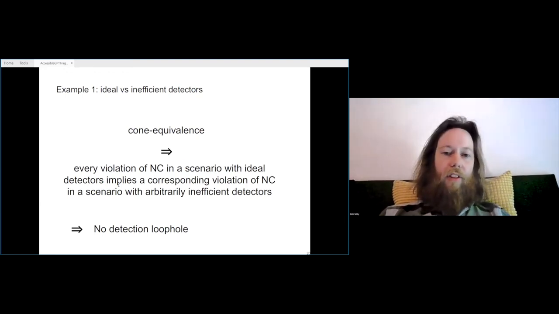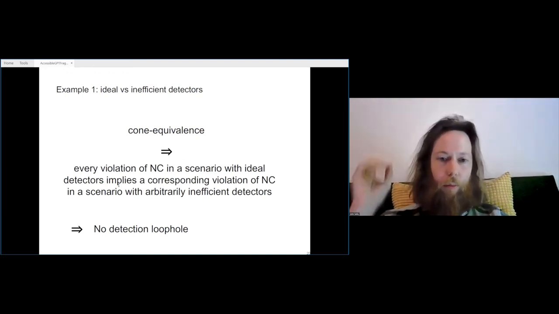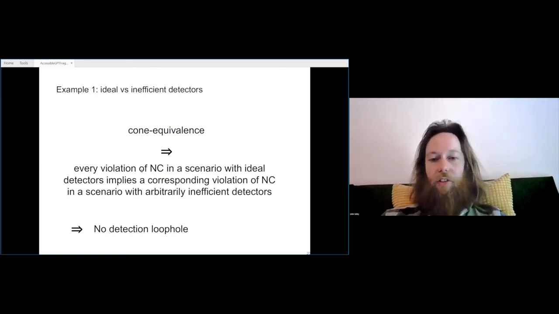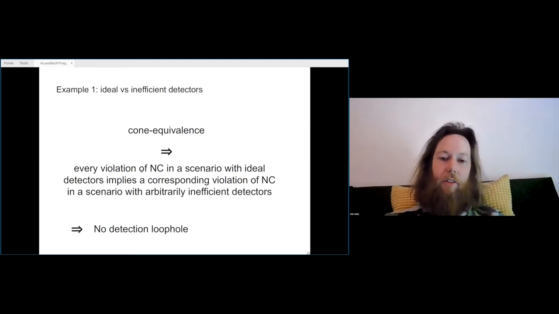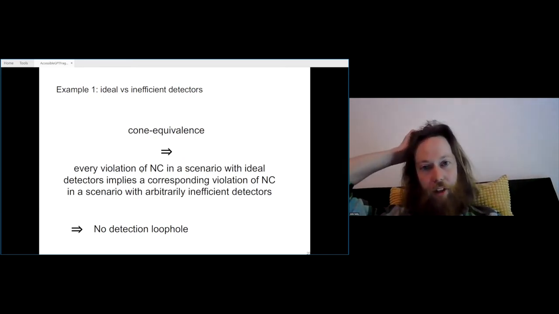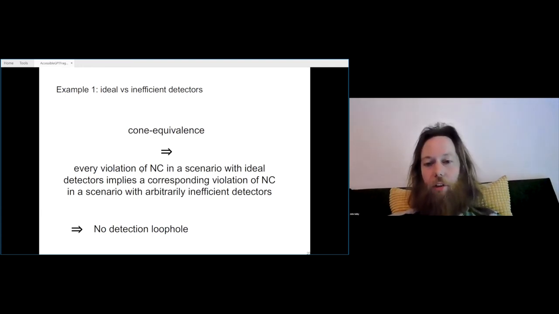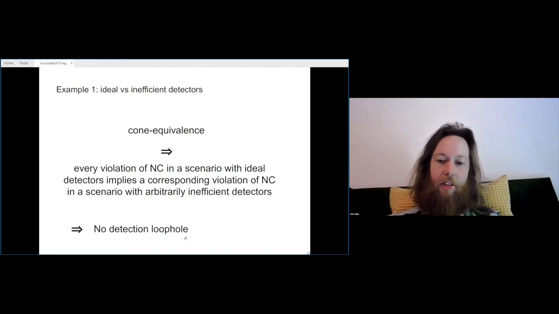Okay, so what does this theorem teach us? Well, let's go back to our examples again. So we said that if we have two scenarios, one that's got these perfect detectors, and one of them's got very inefficient detectors, then these are cone equivalent scenarios. This tells us that if the original scenario with the ideal detectors is not simplex embeddable, that is, it gives us a proof of contextuality, then so too must be the scenario with the inefficient detectors. And this is true however inefficient you make them. As long as you have a non-zero efficiency, then you keep this cone equivalence property. So this really tells us that there is no detection loophole in experimental tests of generalized contextuality.